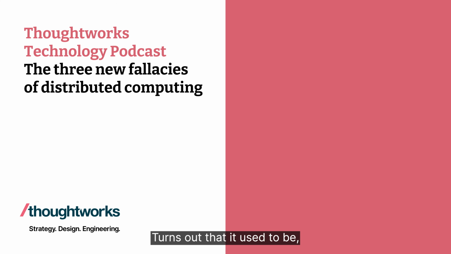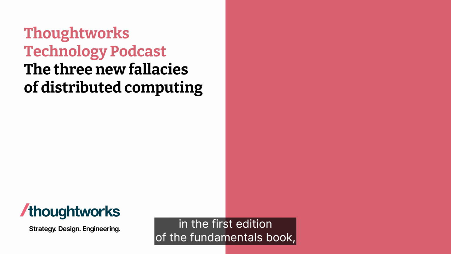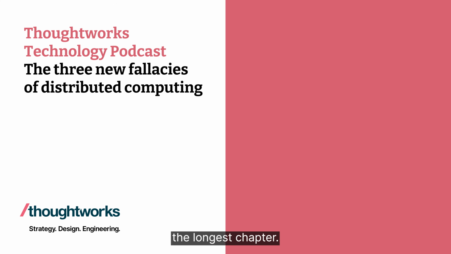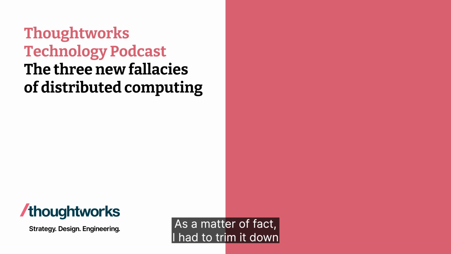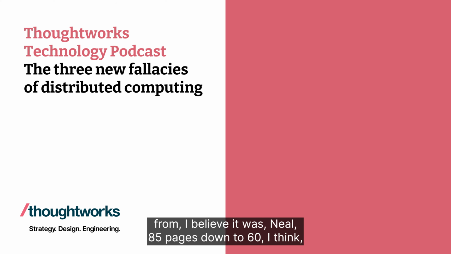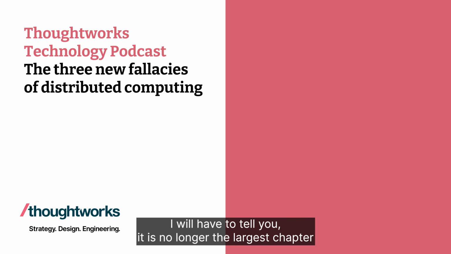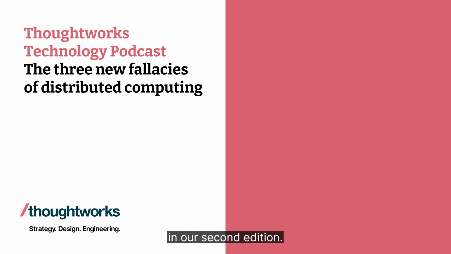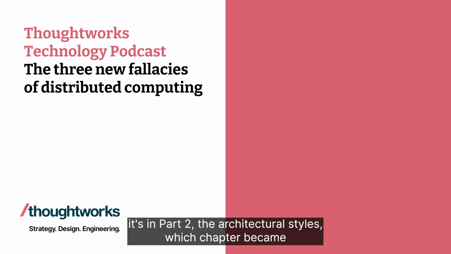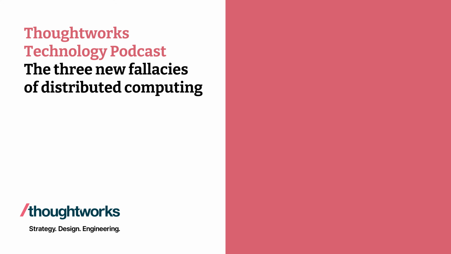Turns out that it used to be, in the first edition of the Fundamentals book, the longest chapter. As a matter of fact, I had to trim it down from, I believe it was, Neal, 85 pages down to 60, I think, just due to the sheer weight of it. Well, I will have to tell you, it is no longer the largest chapter in our second edition. I'm wondering, Prem, if you could guess, it's in part 2, the architectural styles, which chapter became the longest?